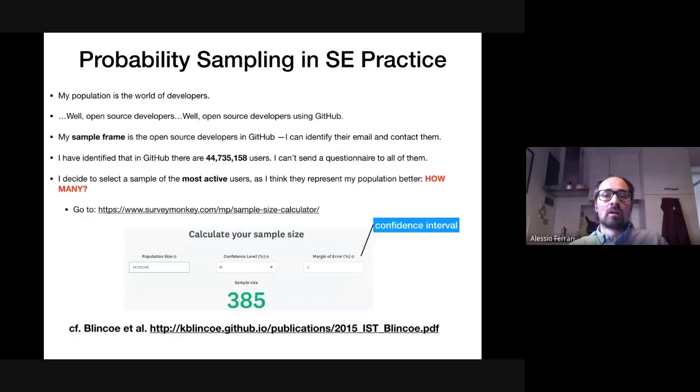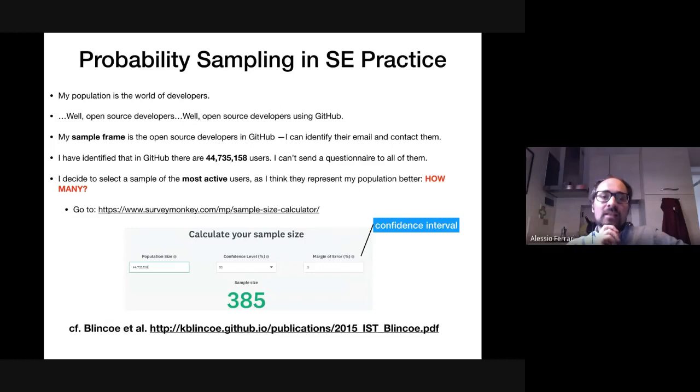So let's take this example that is actually taken from a publication that you can check, and it's an interesting work that can give you some hints on how to do probability sampling. Basically, I want to study the population of developers. Well, better I focus on open source developers, because general developers is a population that I cannot really count. And actually, I want to count open source developers using GitHub. So this is my population.